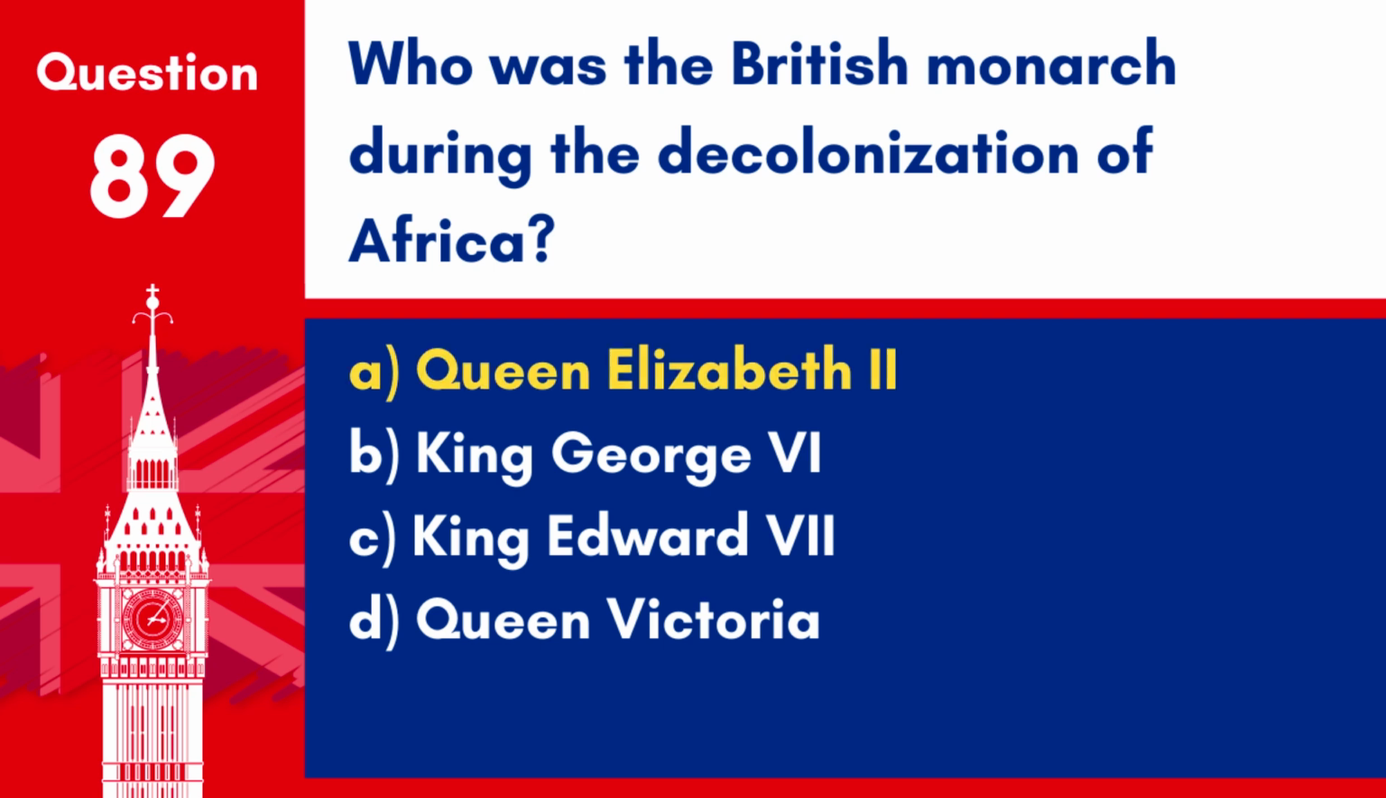Answer: A. Queen Elizabeth II. Queen Elizabeth II was the British monarch during the period of the decolonisation of Africa, which saw numerous African territories gain independence from British rule during the 1950s and 1960s.